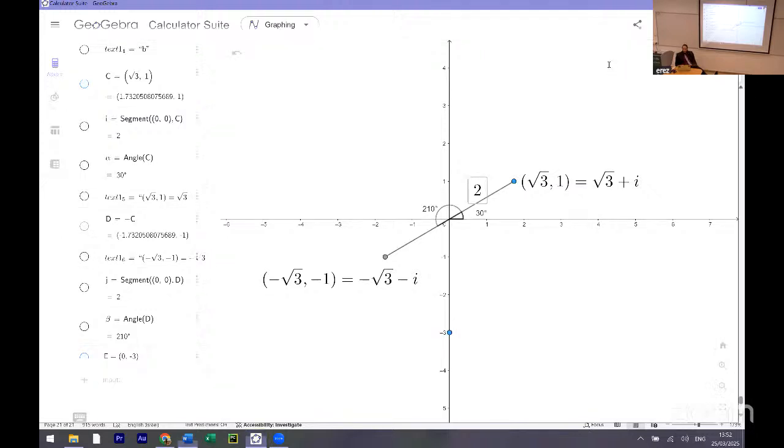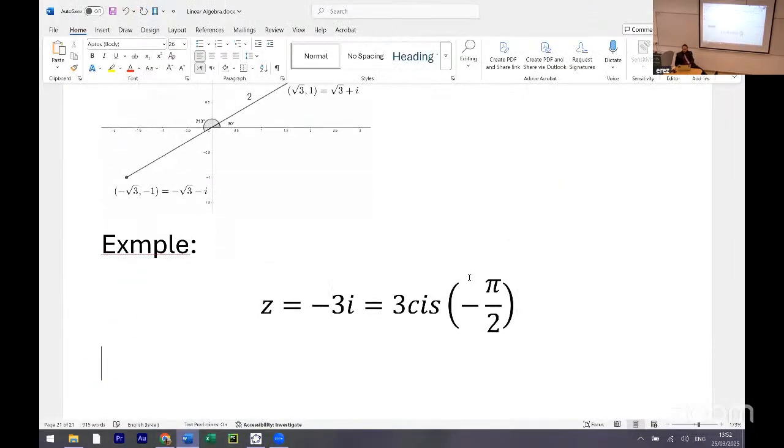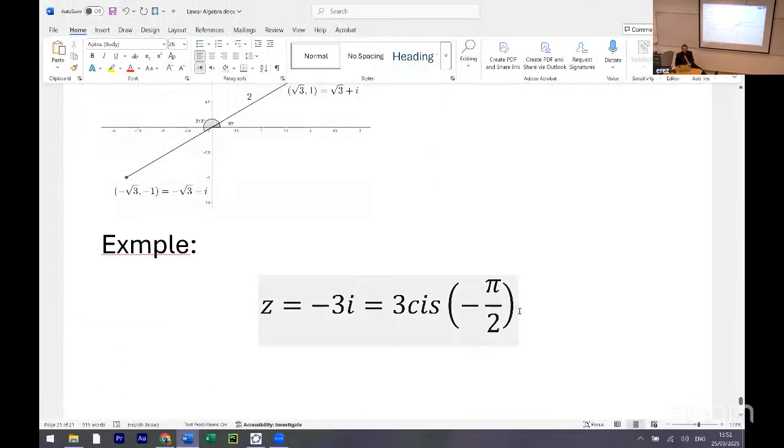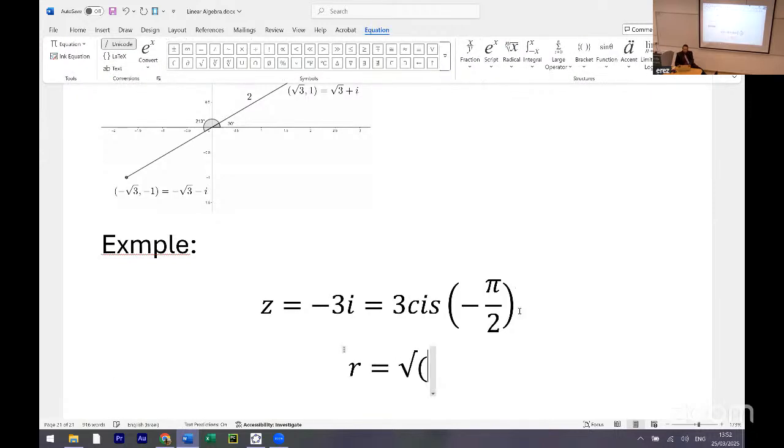So now I have a question. Why is R 3 for minus 3i? First of all, when you look at the drawing, do you agree the distance from here to here is 3? So that's one explanation. The more algebraic explanation is that R is the square root of 0 squared plus minus 3 squared.